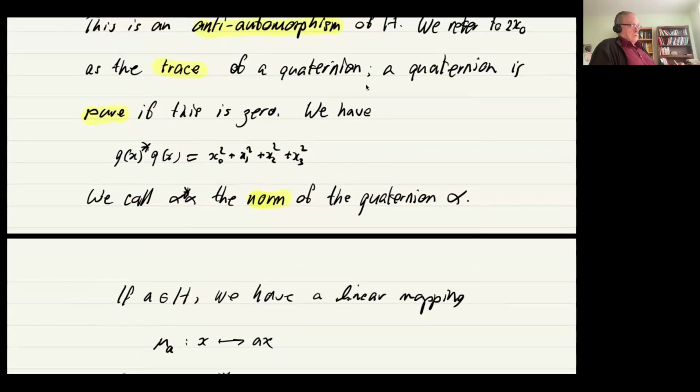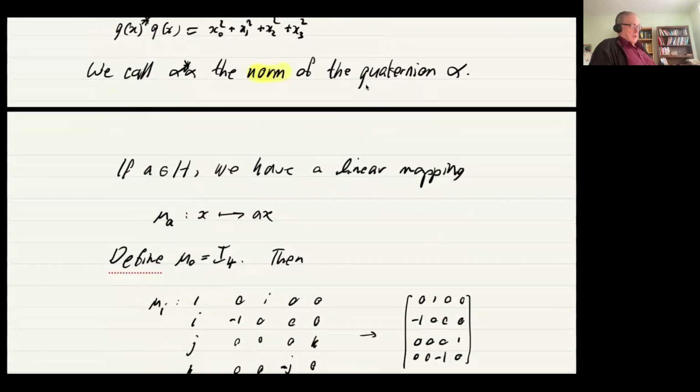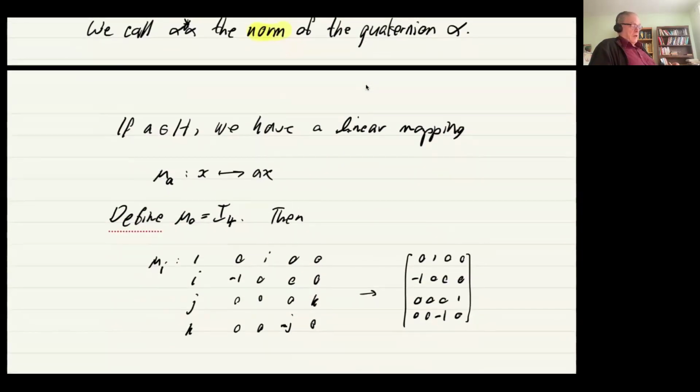So now we've got a linear map from quaternions to quaternions, and so a linear map from a four-dimensional space to itself. As is traditional, the next step is to work out the matrices representing this map relative to a basis. And the only basis we have is 1, i, j, and k.